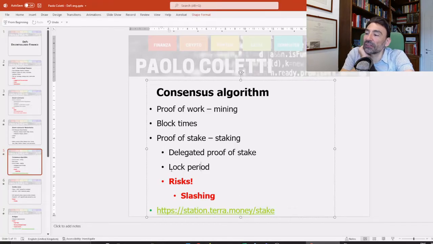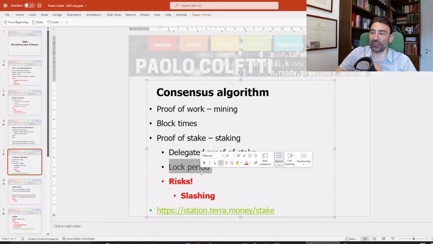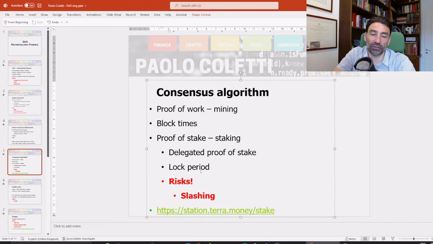Okay. There is a lock period, so if you put the money there, you cannot get it back for usually 21 days. So you ask for it back and you get it back after 21 days. So you don't get it back in the meantime. If you undelegate, you have to wait 21 days.